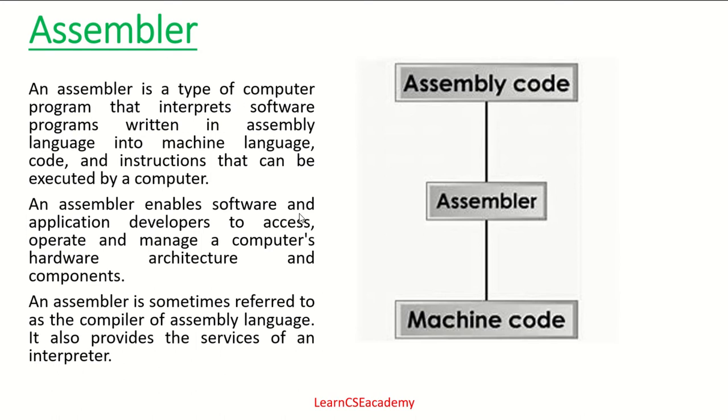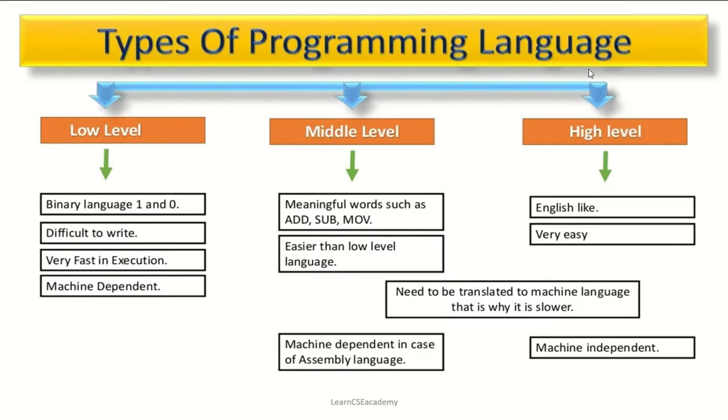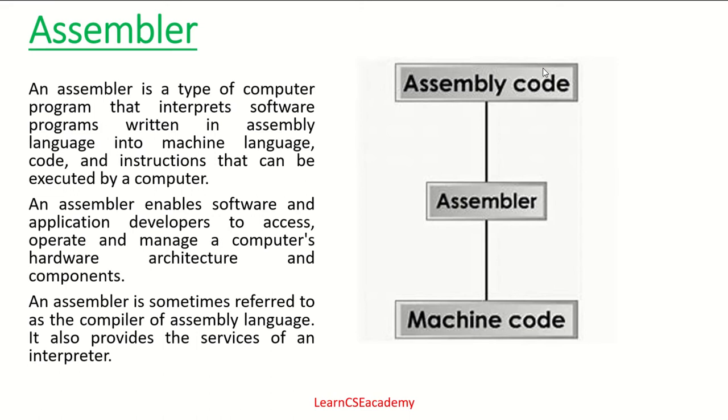What does that mean? The source code, which is written in assembly language, will need an assembler to convert it into machine code, because our computer understands only machine level language, which is in the form of binary 0 1 0, or we can say high and low level. So the program which is written in assembly code, which is basically the mnemonic code form, needs an assembler to convert it into the machine code.